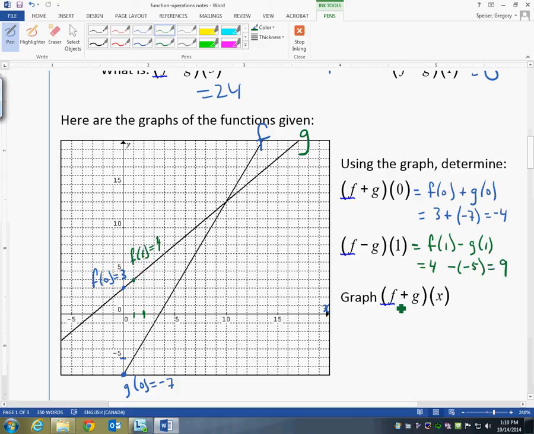Now it says graph f plus g at x. Well, right now it's a little bit hard to figure these things out here. I think it would be best to make a table of values. So let's put what x is, and then we'll put what f of x is, figure out what g of x is, and then f plus g of x.